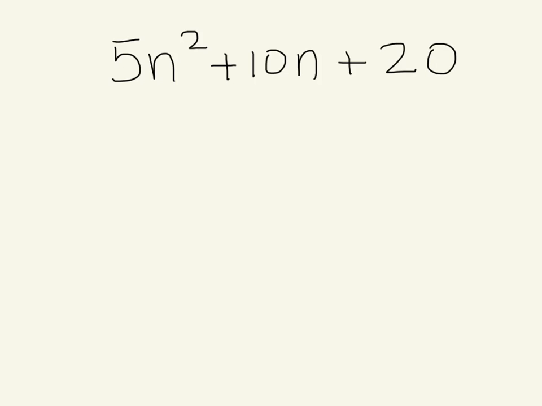When you have this polynomial, you want to look at it and notice that there is a number in front of the first term, and that's 5. You also want to notice that there's a relationship between these three terms, and that is that they all have a factor of 5 in them. So take that into consideration when you're factoring this.